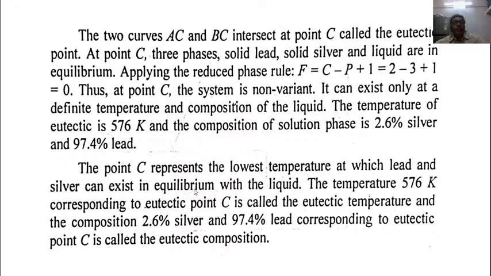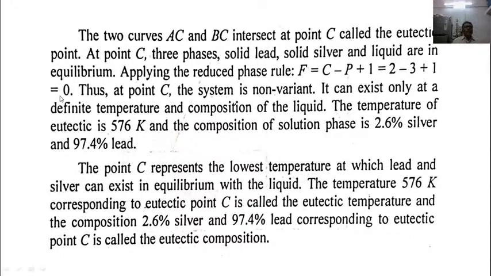Let us see now. Applying the reduced phase rule to this, F is equal to C minus P plus 1, or F is equal to 3 minus P. At the eutectic point, three phases are existing, so P is equal to 3. So 2 minus 3 plus 1, F is equal to 0. So the degree of freedom becomes equal to 0 here.